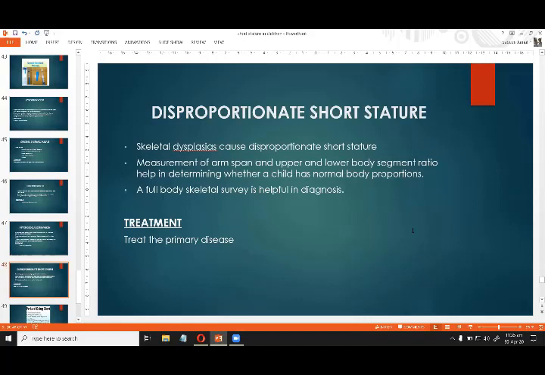Disproportionate short stature due to some skeletal dysplasias. In this case, you will measure arm span and upper to lower body segment ratio. They help in determining whether the child has any body disproportion. You have to go for a full body skeletal survey to reach a diagnosis. Treatment is you treat the primary cause and you treat the short stature.